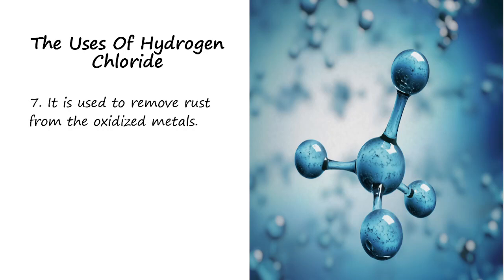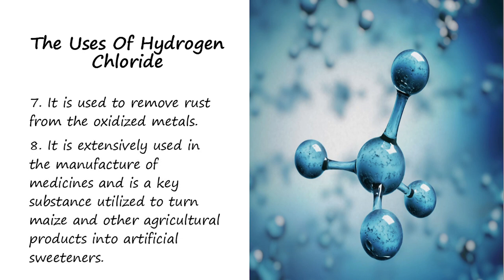And last but not least, it is extensively used in the manufacture of medicines and is a key substance utilized to turn maize and other agricultural products into artificial sweeteners. So it's essential in the manufacture of medicines, in pharmaceuticals, and it's a key substance used in agricultural products, especially in industrial agricultural production industries. So that's how it can be used also.